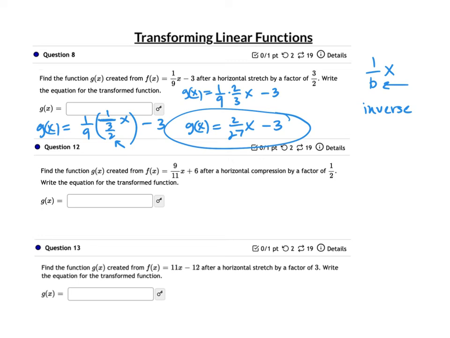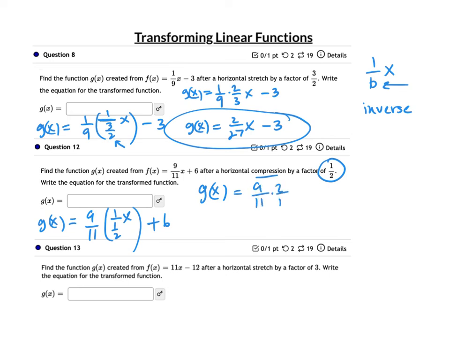On question 12, my g of x becomes 9/11, and I'm going to replace x because it's horizontal with the inverse, which is 1 over 1/2. And this is a compression because my factor is less than 1, plus 6, and this will simplify. I'm dividing 1 by 1/2, so I'm going to multiply by the reciprocal. This is 9/11, and that's 2 over 1 times x plus 6. So that would simplify to 18 over 11x plus 6.